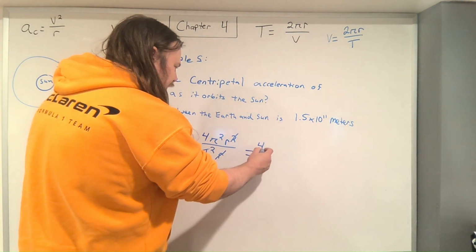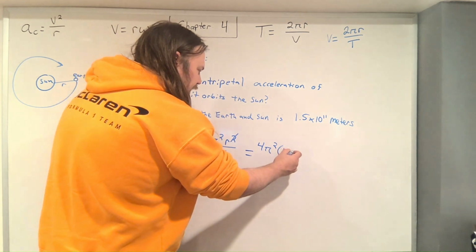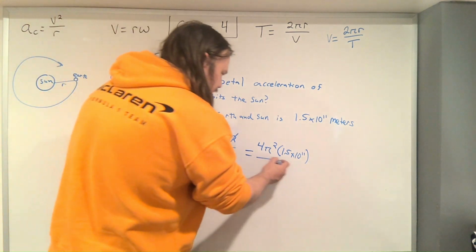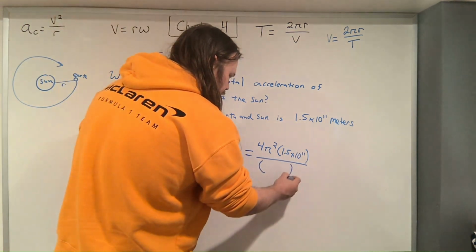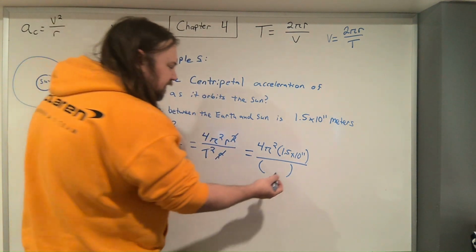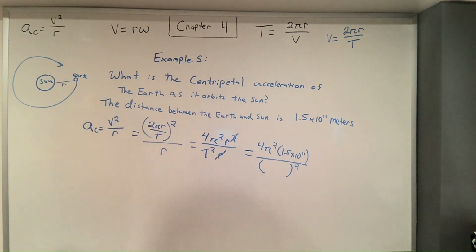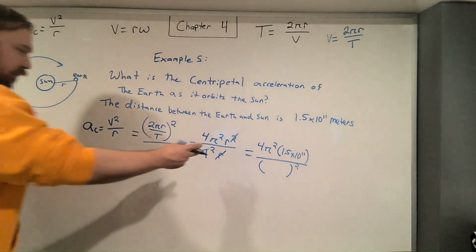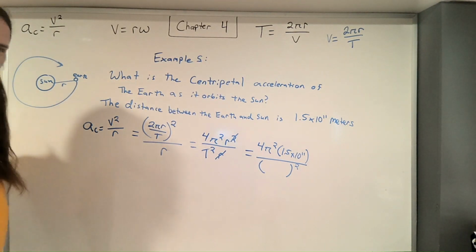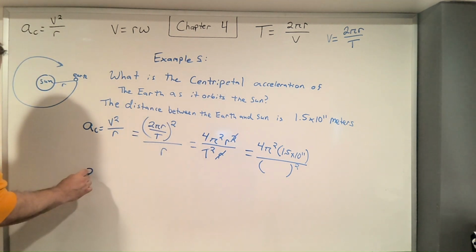So I would have 4 pi squared. R is 1.5 times 10 to the 11th meters. Now T squared, if this is in meters, T, time, needs to be in seconds, so I can square it and get an acceleration in meters per second squared. So I need to figure out what 365 days is in seconds. So how do I do that? Well, that takes us all the way back to chapter 1, and we need to do a unit conversion.